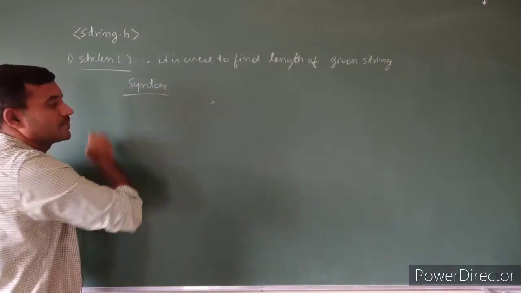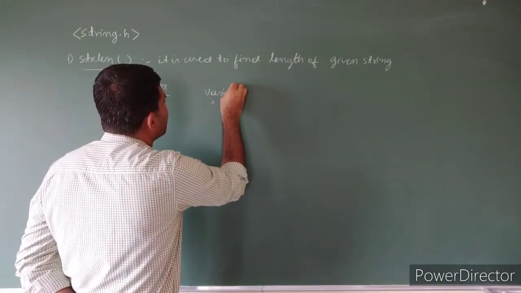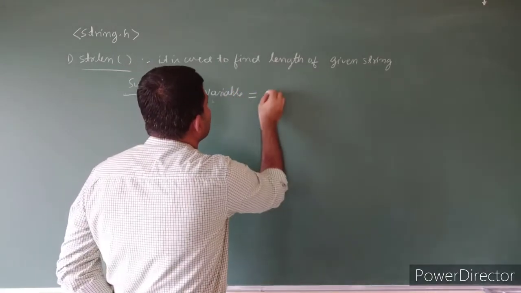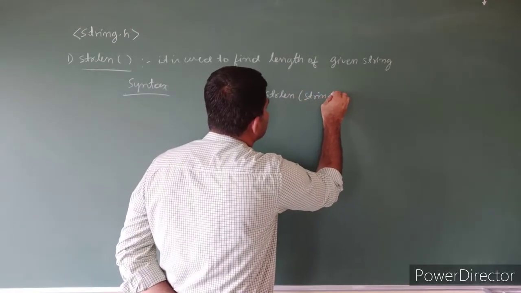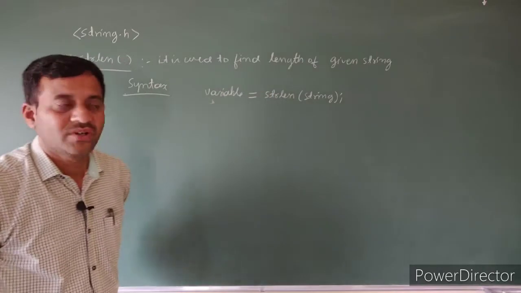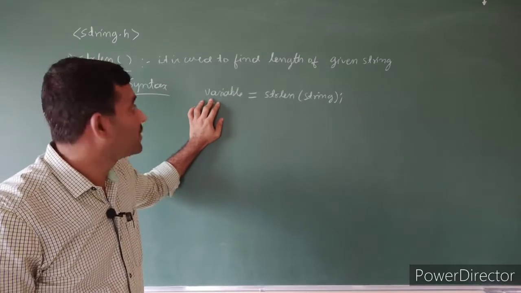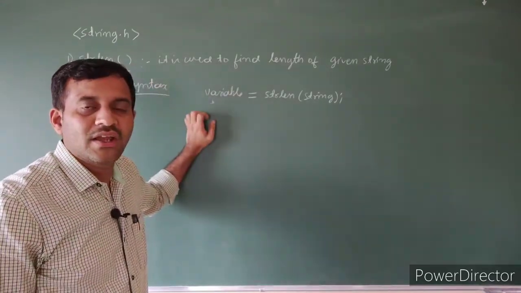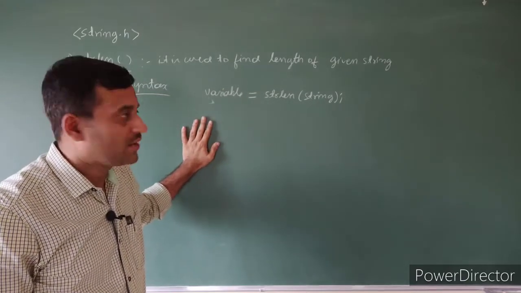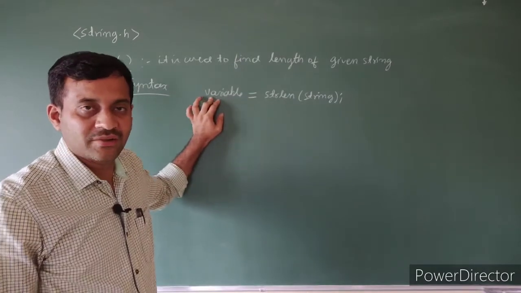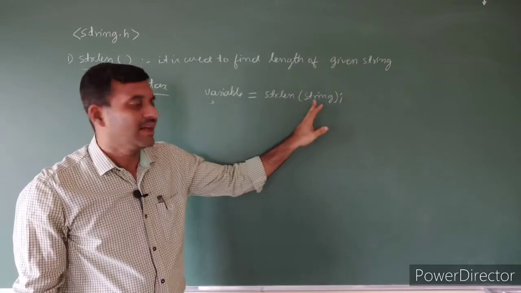Here syntax are the predefined formats. Variable equals strlen of string. See the general syntax of strlen. So the variable is of the type integer, because strlen always returns an integer value. The function strlen always returns an integer value. Hence the variable is of the type integer, followed by the assignment operator, then the function name strlen, then a string.